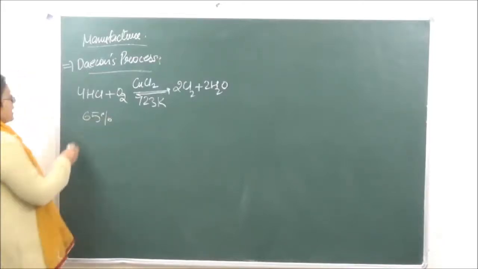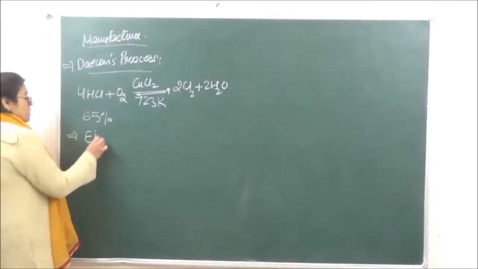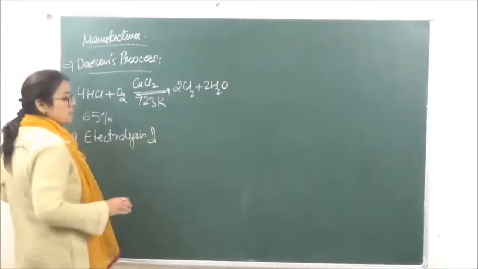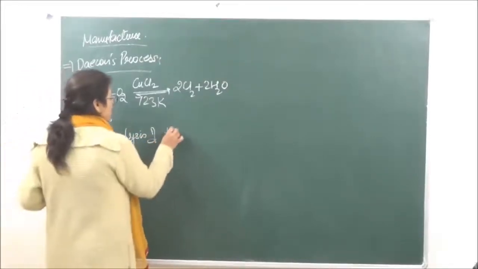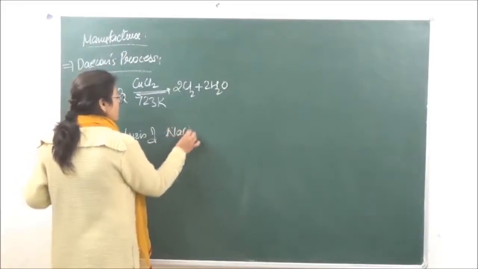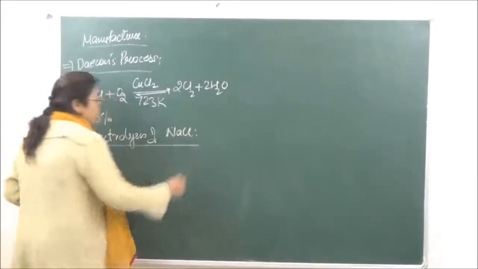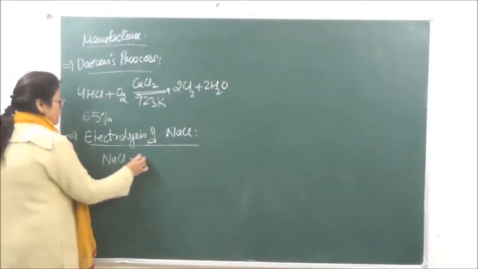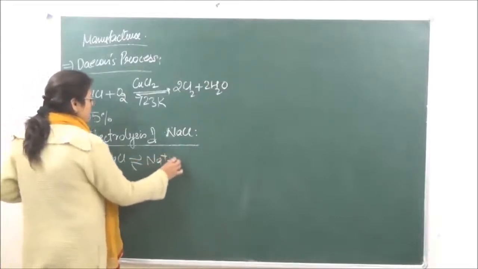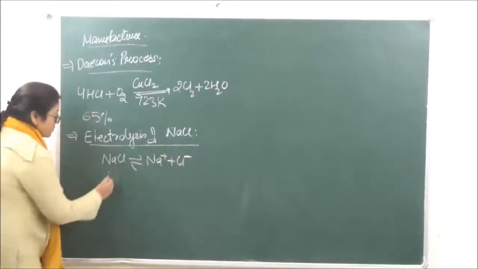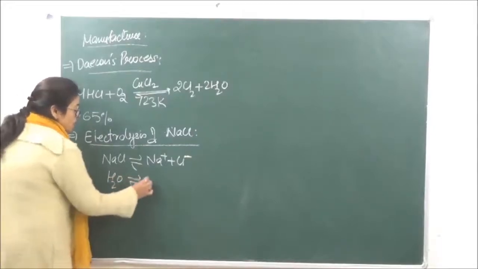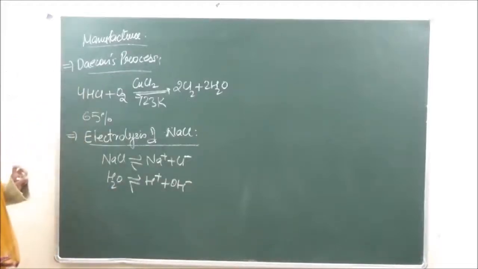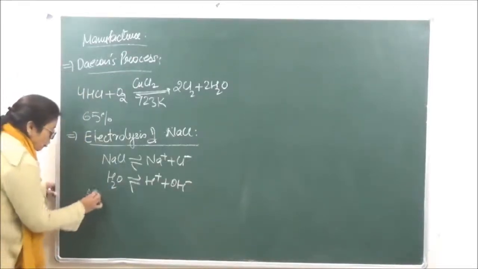The second process is the electrolytic process. Electrolysis of what are we doing? Aqueous NaCl. If you remember this reaction, we've already done it in electrochemistry. Aqueous NaCl is going to give us Na positive plus Cl negative, and because it is aqueous, H2O, which is going to give us H positive and OH negative. Okay? Then the reaction at the cathode.